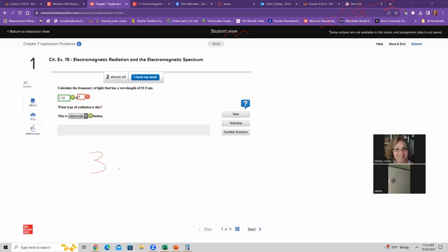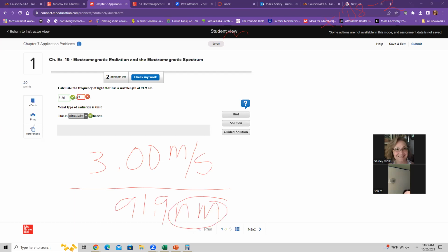Yeah, let me write down my zeros. There we go. Meters per second, divided by 91.9 nanometers. See, you can't do that. That needs to be times 10 to the negative 6 meters. Now when you divide, whatever we got was 3.26.